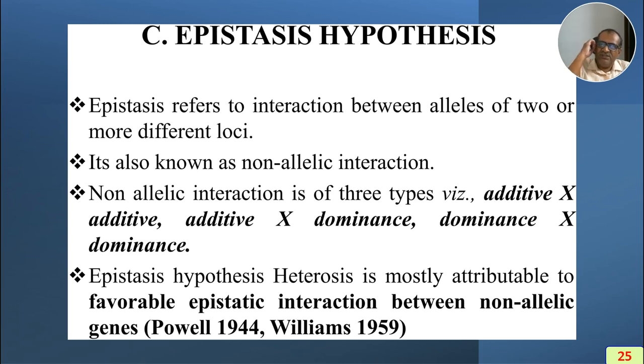The third one is the epistasis hypothesis. It refers to interaction between alleles of two or more different loci. It is also known as non-allelic interaction, and it is of three types: additive x additive, additive x dominance, and dominance x dominance. The epistasis hypothesis is mostly attributable to favorable epistatic interaction between non-allelic genes.